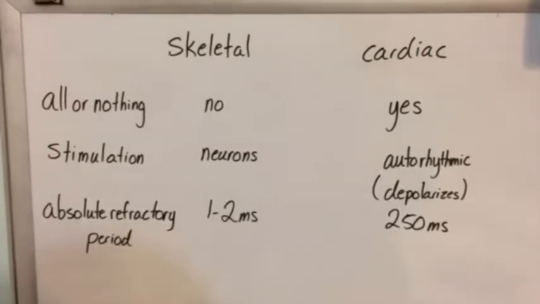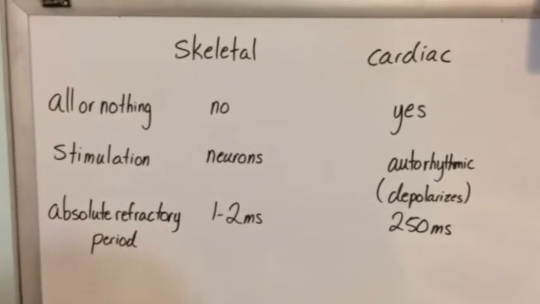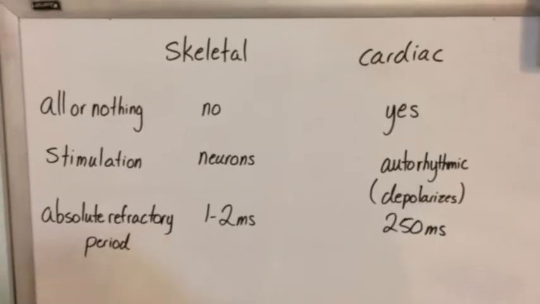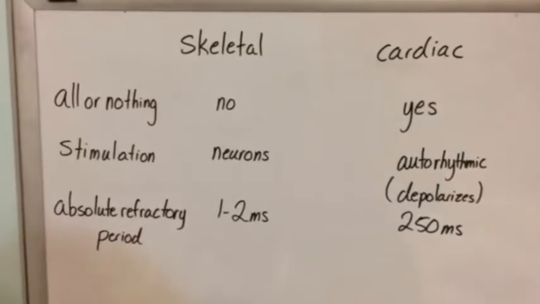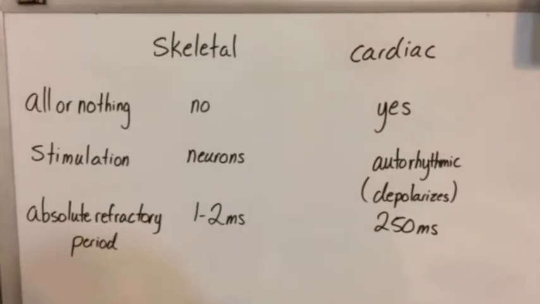Another difference is the absolute refractory period. Skeletal muscle has a 1 to 2 millisecond refractory period, whereas cardiac muscle has a 250 millisecond refractory period. The heart has a longer period, so it doesn't lock up, which is called tetanus.